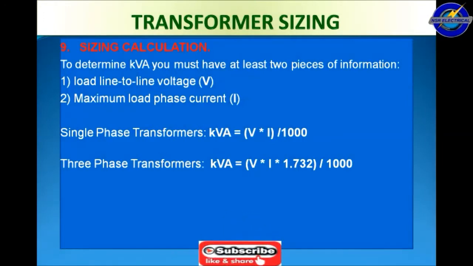To determine kVA, we must have at least two pieces of information: load, line to line voltage, and maximum load phase current. For a single phase transformer, kVA equals voltage times current divided by 1000. For three phase transformers, kVA equals voltage times current times 1.73, meaning root 3, divided by 1000.